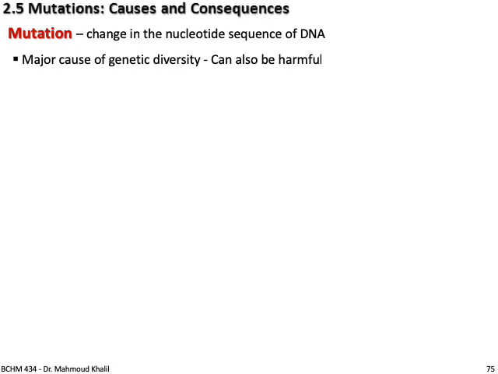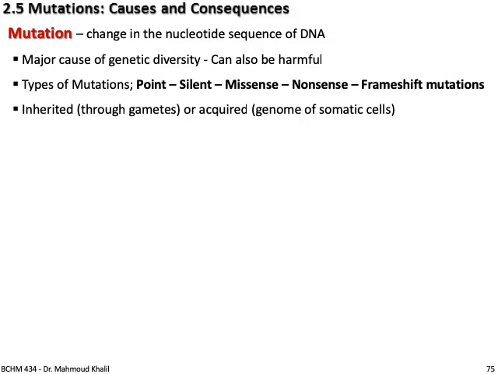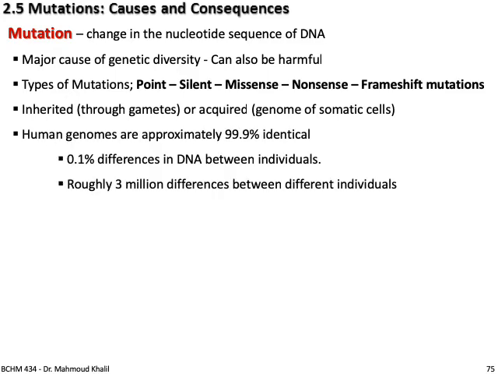The next subtopic is mutation, causes and consequences. Of course, mutation is a change in the nucleotide sequence of DNA. It's a major cause of genetic diversity, but can also be harmful. Types of mutation are point, silent, missense, nonsense, and frameshift mutation. Mutations are either inherited through gametes or acquired in the genomes of the somatic cells.